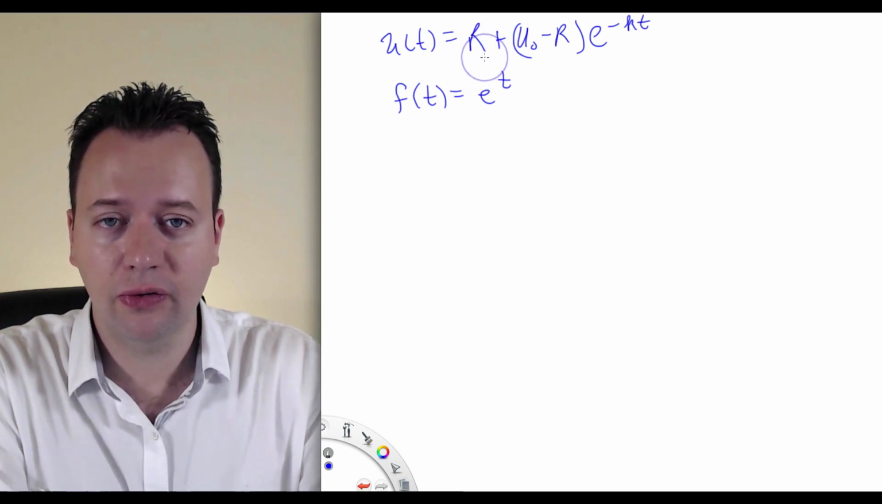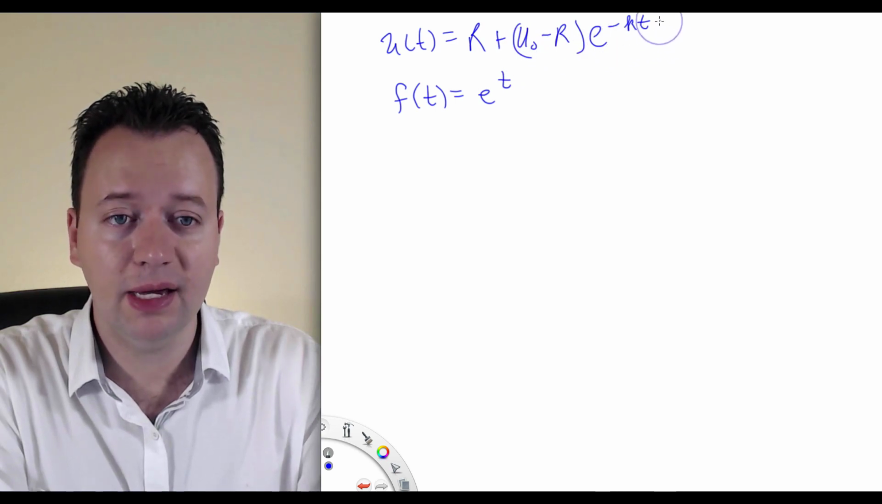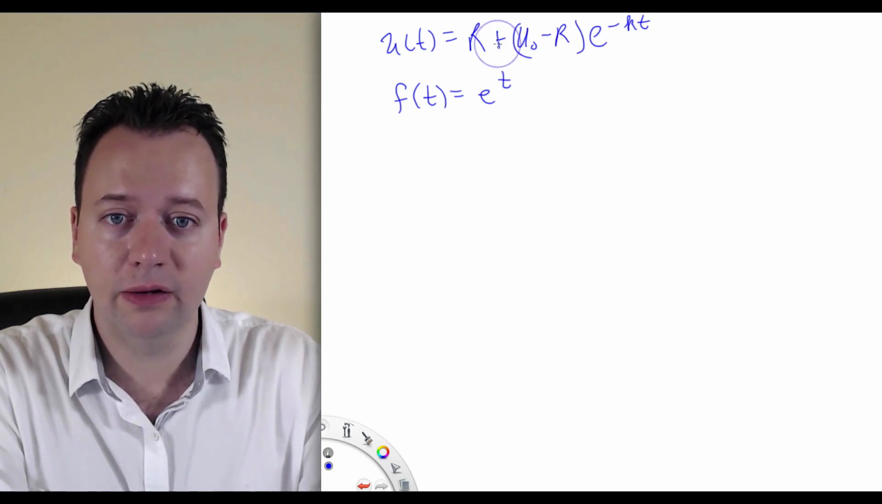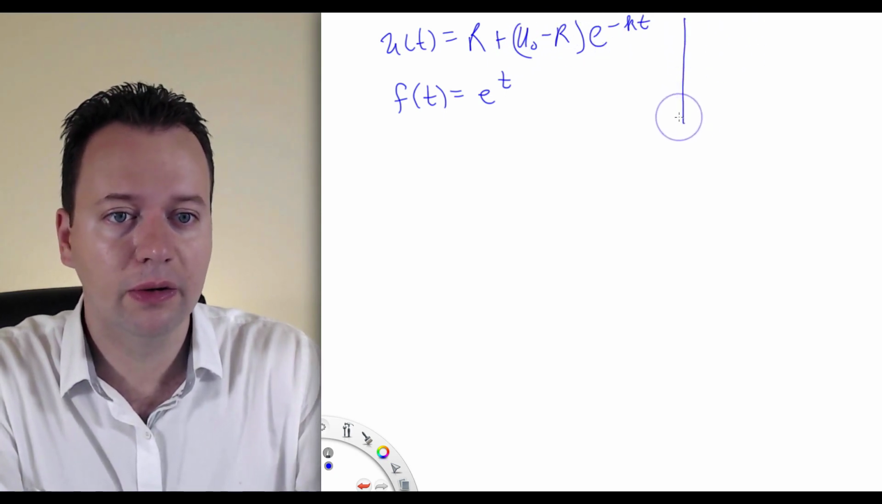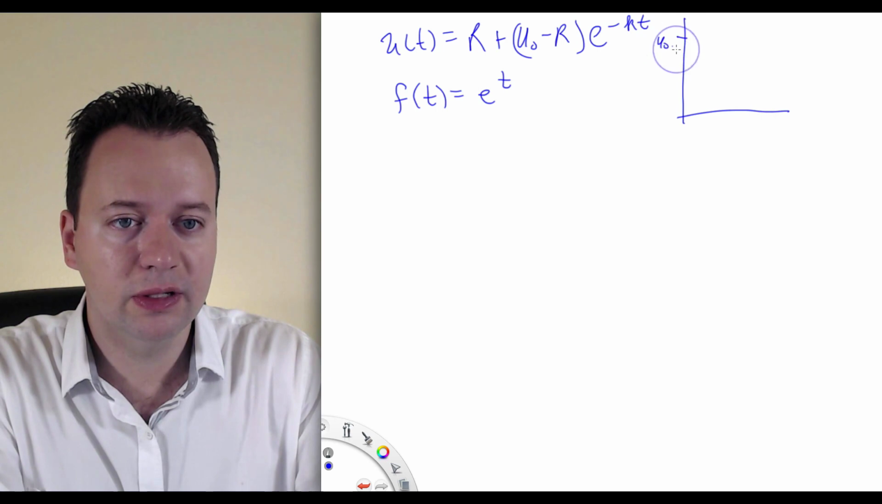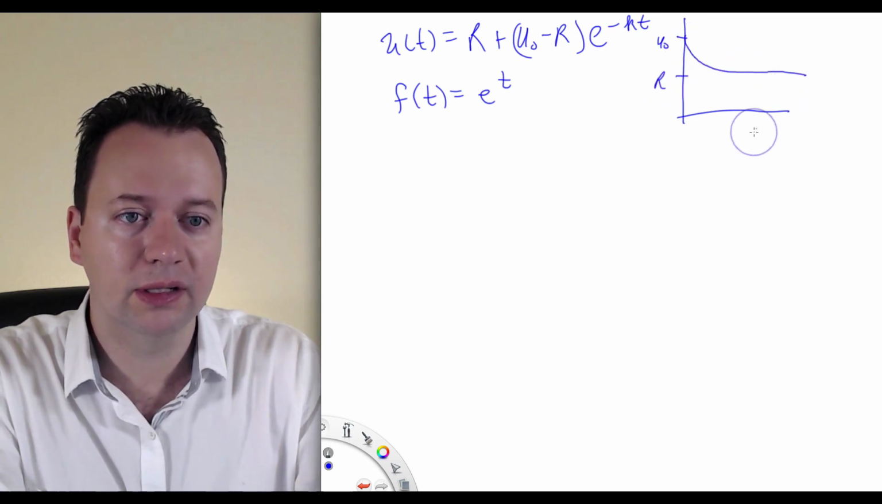And then the initial value, or the vertical intercept, is u0, because when I plug in 0 for t, e to the 0 is 1, so I get R plus u0 minus R, which is just u0. So we get something that starts at u0 and it decays towards R, just like that.